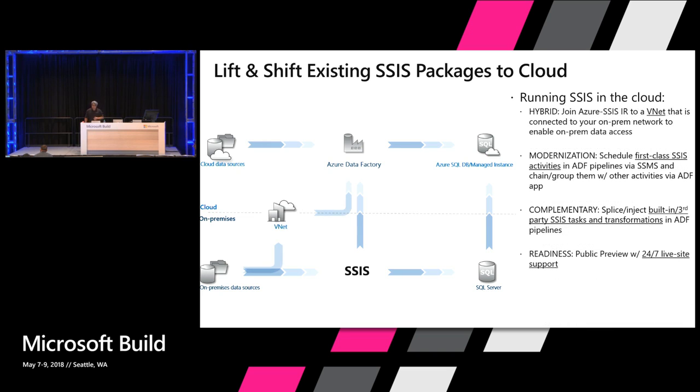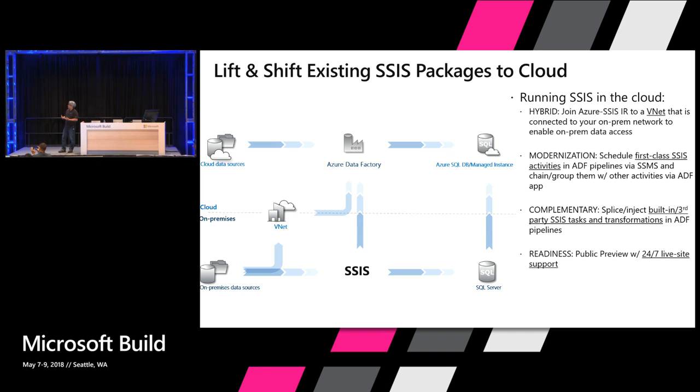Now, if you have data sources on premises, the way for Azure SSIS IR in the cloud to have a line of sight to your data on premises is using VNet. So VNet is a way for us to enable on-prem data access.